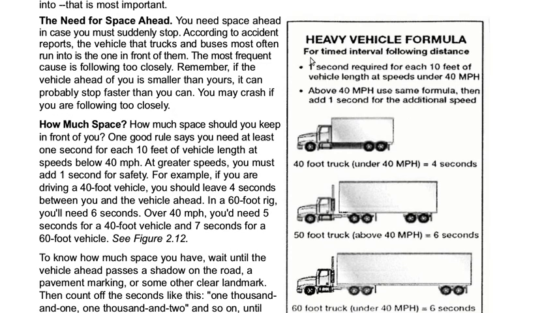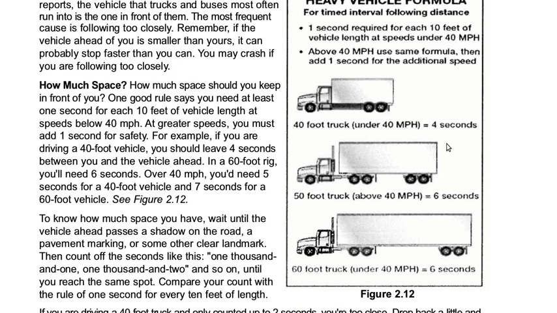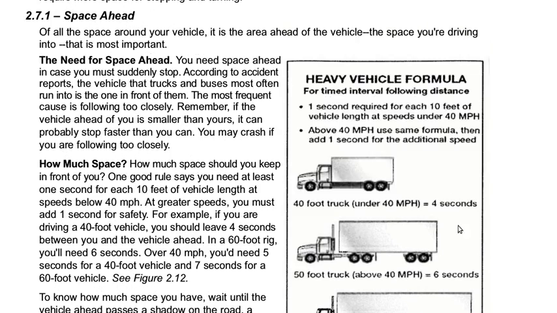Heavy vehicle formula for time interval following distance. 1 second required for each 10 feet of vehicle length at speeds under 40 miles per hour. Above 40 miles per hour, use the same formula, then add 1 second for the additional speed. 40-foot truck under 40 miles per hour, 4 seconds. 50-foot truck above 40 miles per hour, 6 seconds.